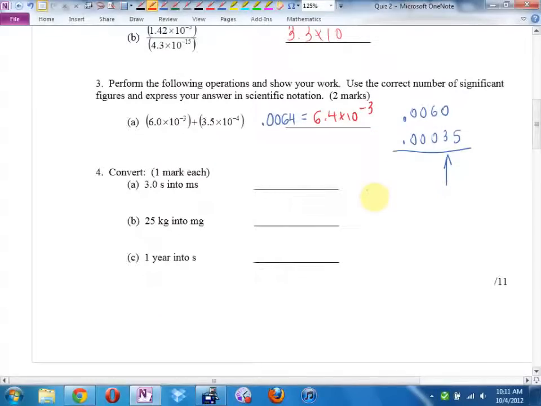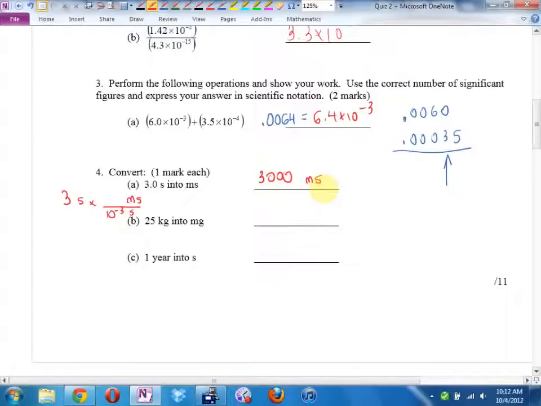Conversions. 3 seconds into milliseconds. I'm going to use my chain method, so it's going to be 3 s on top. So I want an s on the bottom and an ms on top. Milli is 10 to the negative 3. That always goes next to the base units. I'm going to go 3 divided by 10 to the negative 3, which I think is 3,000. Is it 3,000? Yeah. Milliseconds. Or 3 times 10 to the third, if you wrote it in scientific notation.